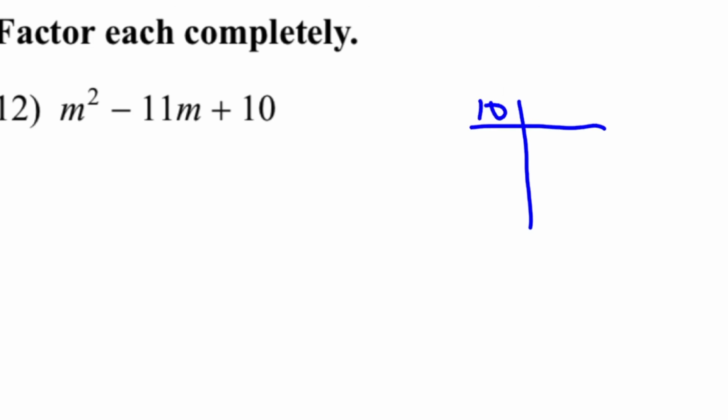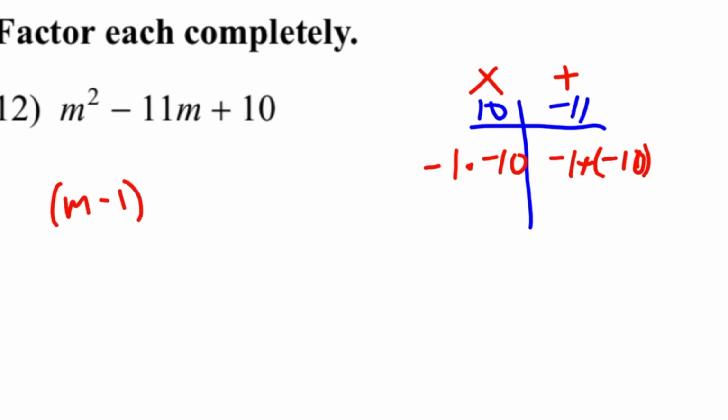What do I put in my table? Well, I'm going to put the 10 out here, and I'm going to put the negative 11 right here. I'm looking for 2 numbers that will multiply to give me 10 and add to give me negative 11. So that will be a negative 1 times negative 10. You can run through your factors as much as you want until you get that answer that you're looking for, but eventually you'll get there. So m minus 1, this is how we write our answer, m minus 10. m times m gives you m squared, and then negative 1 times negative 10 gives you a positive 10. And then when we add negative 1 and negative 10, we get the negative 11.